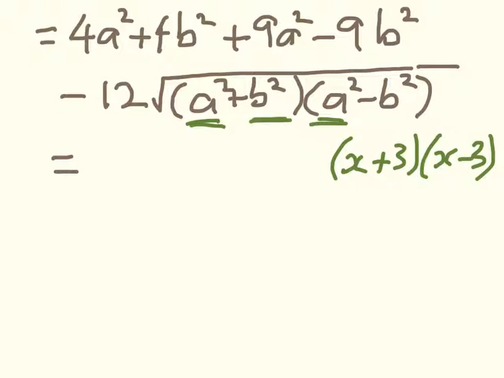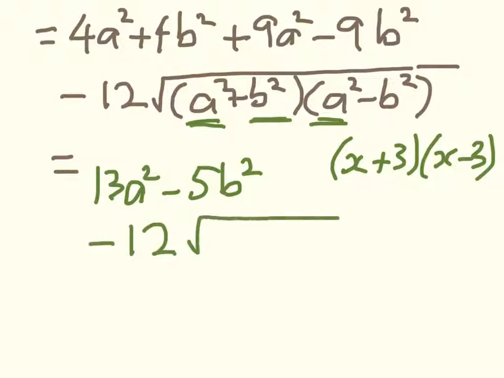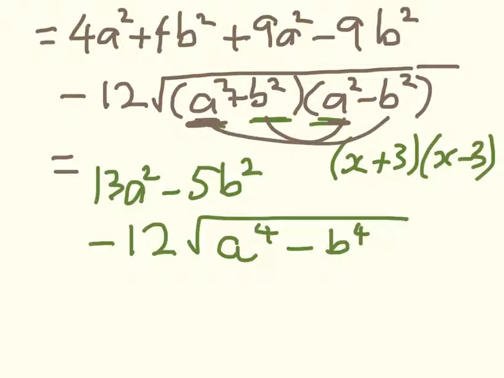Right, so we'll collect up the first bit on the way. We've got 13a squared minus 5b squared minus 12 root a to the power of 4 minus b to the power of 4. Okay, make sure you can see where that came from. You're just going a squared times a squared. That sum, so that's that product, b squared a squared there, minus b squared a squared there. They go. Minus b to the power of 4. So that's as far as we can simplify this last question.